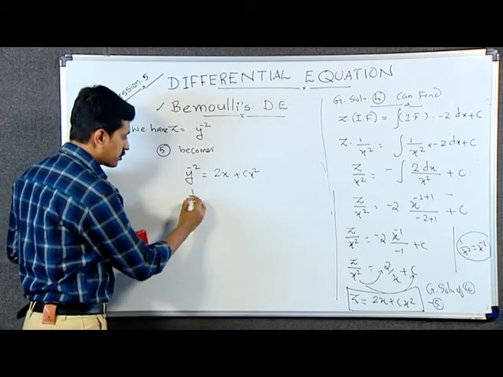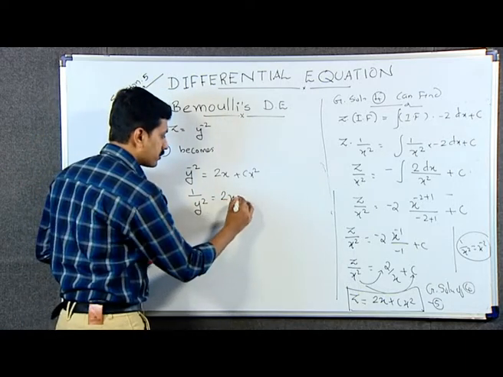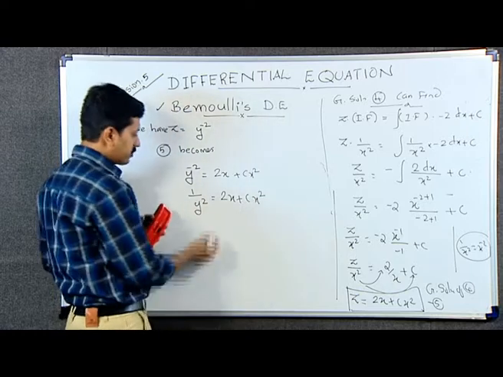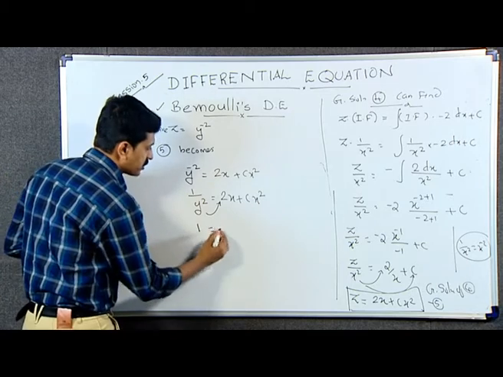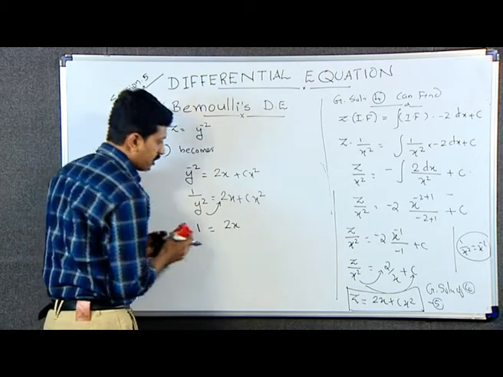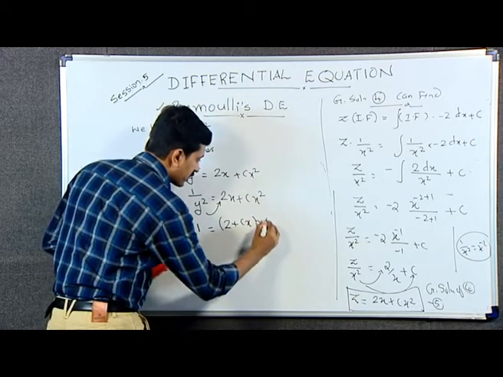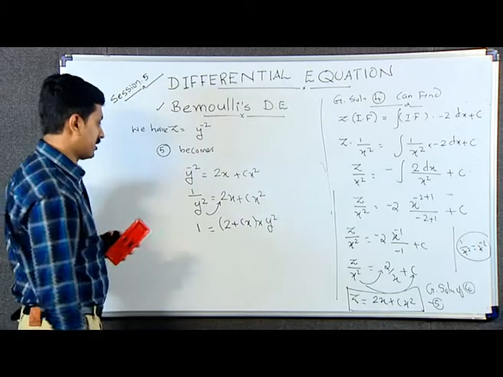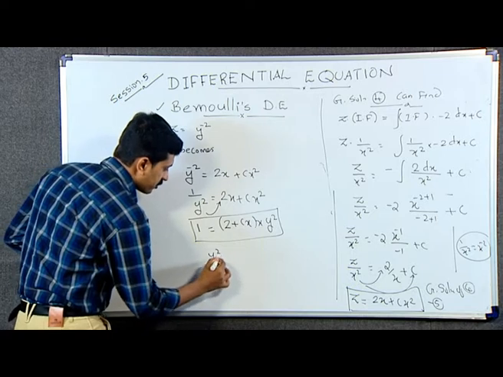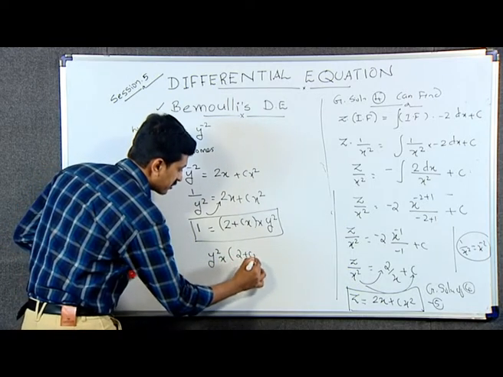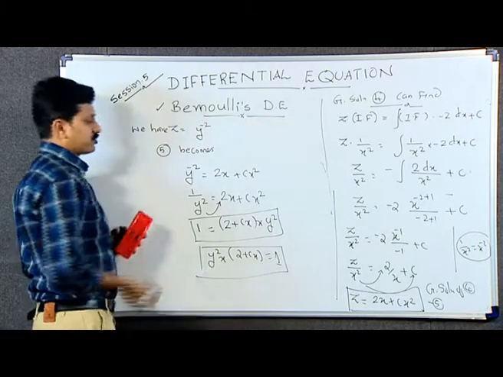That is, y raised to minus 2, we can treat this as 1 by y square. This is equal to 2 x plus c x square. I am taking this y square to the other side. Therefore, we can write 1 is equal to 2 plus c x, taking x out, into x y square. That is, this is the general solution: y square into x into 2 plus c x is equal to 1. This is the general solution of 1.